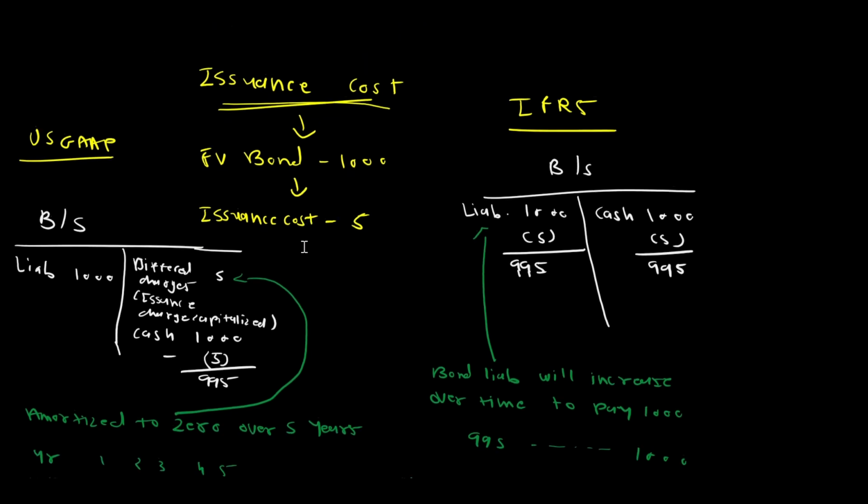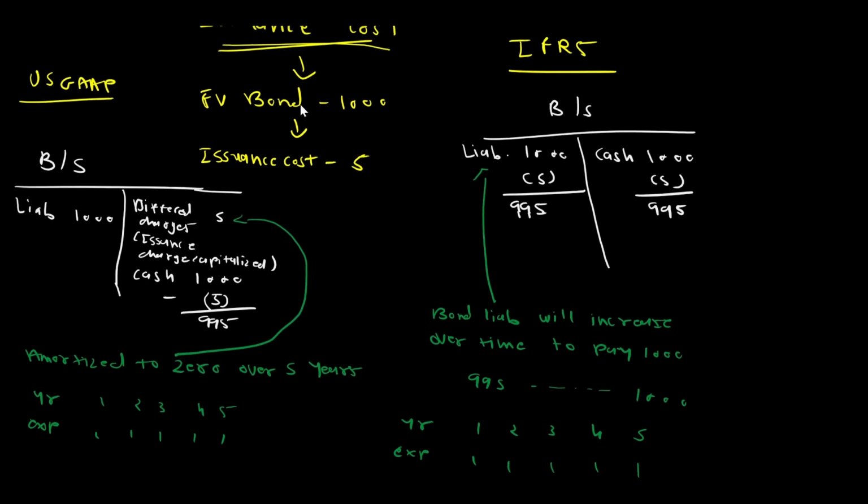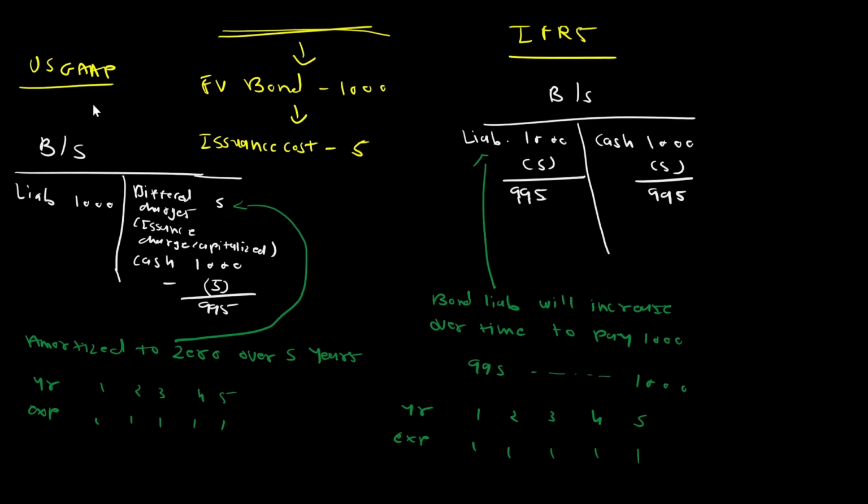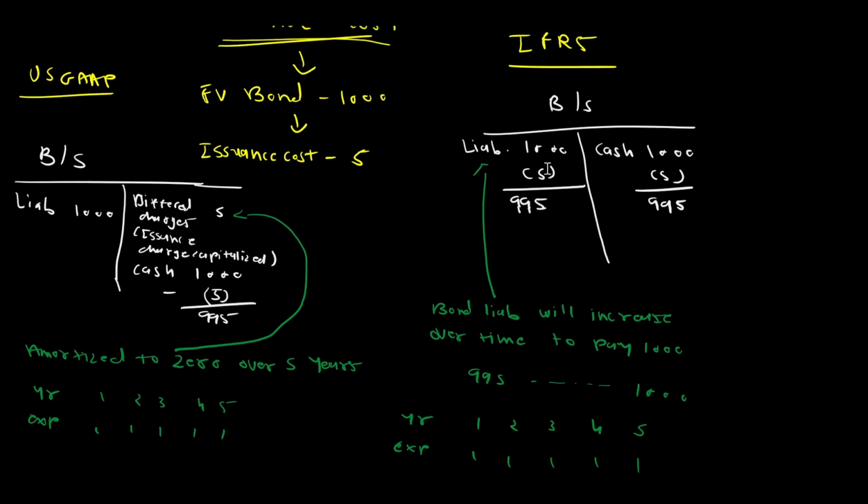Let's understand with an example. For example, I have issued 1,000 rupees of bond, and the issuance cost is 5. Under US GAAP, the balance sheet will look like this: liabilities 1,000, deferred charges, issuance cost capitalized, 5 rupees, cash will be 1,000 minus 5, 995, and 995 plus 5 is 1,000. In the IFRS balance sheet, liabilities 1,000 minus 5 issuance cost, 995 will be my liabilities, and cash will also be 995.